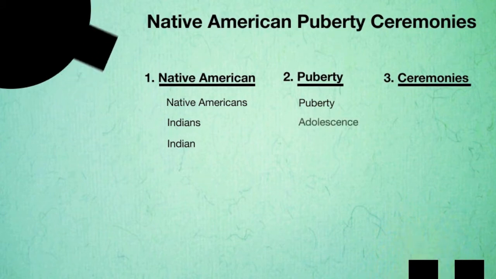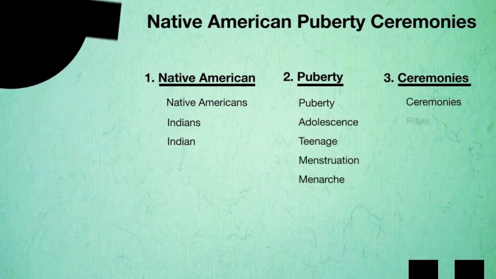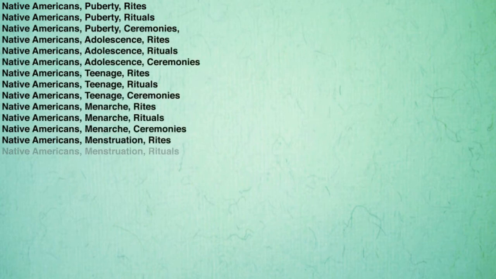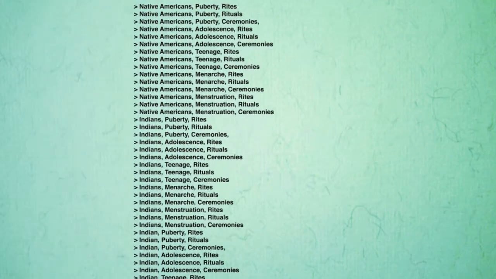What you didn't learn in that video is how to use those search terms in an actual search. These 3 lists of terms represented words that we believed might appear in articles on our topic, Native American Puberty Ceremonies. The words, however, could appear in any number of combinations. For example, Native Americans, puberty, rites; Native Americans, puberty, rituals; Native Americans, puberty, ceremonies; Native Americans, adolescence, rights, and so forth.